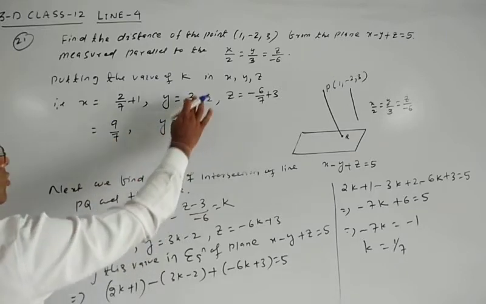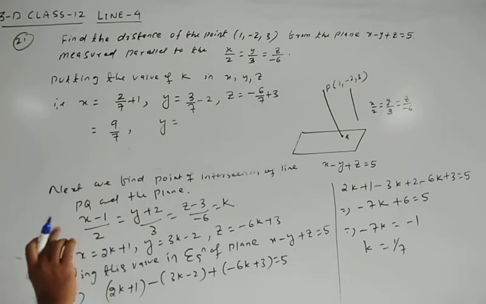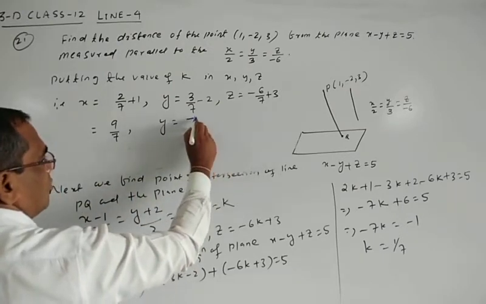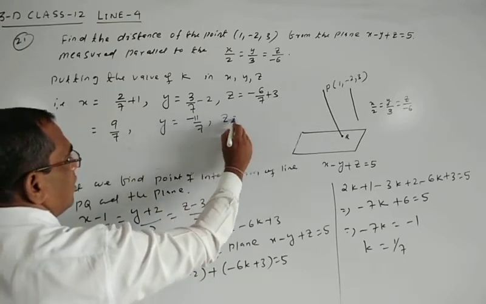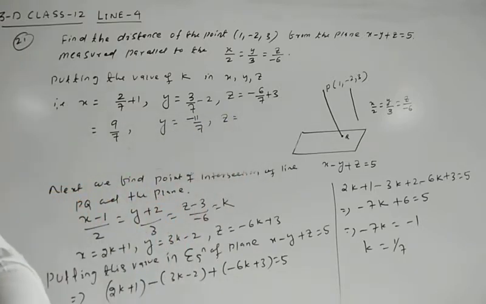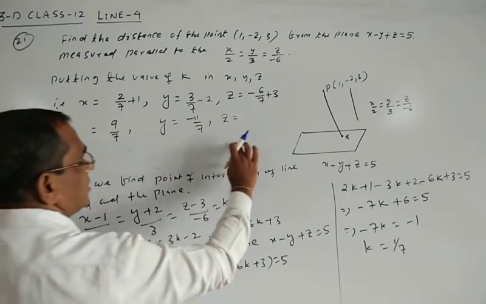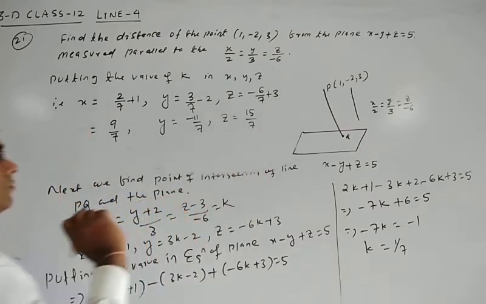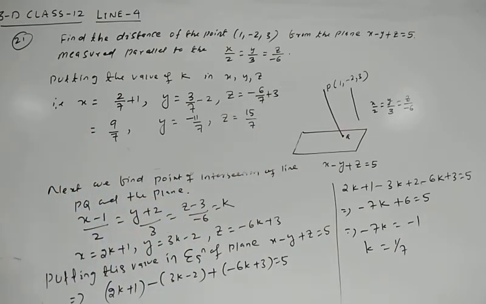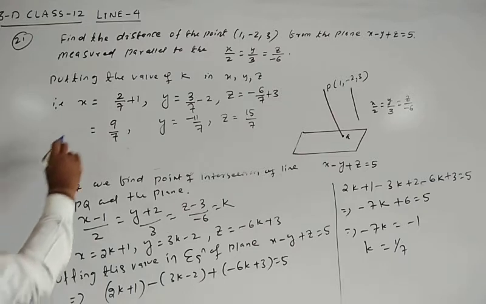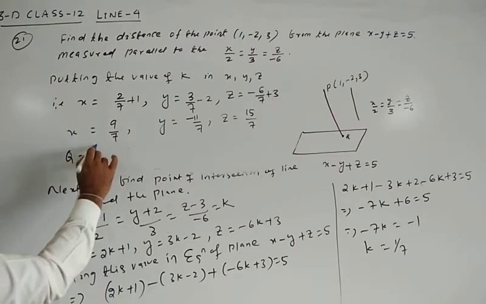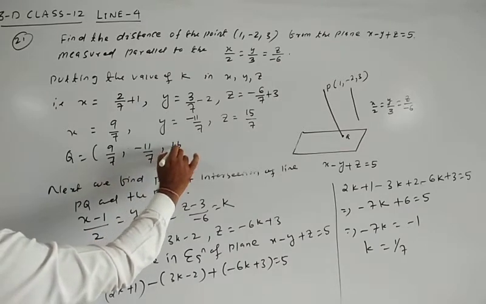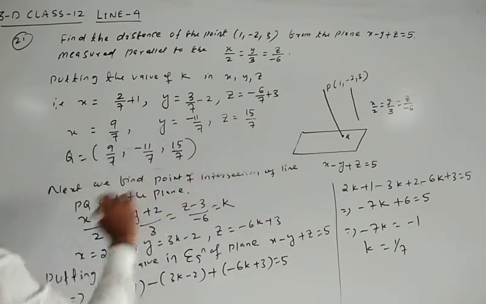Here y is equal to 7 minus 14, so this is equal to minus 11 by 7. And z is equal to minus 6 plus 21, so minus 6 plus 21 is equal to 15 by 7. So the point of intersection, that is Q, is equal to 9 by 7, minus 11 by 7, 15 by 7.